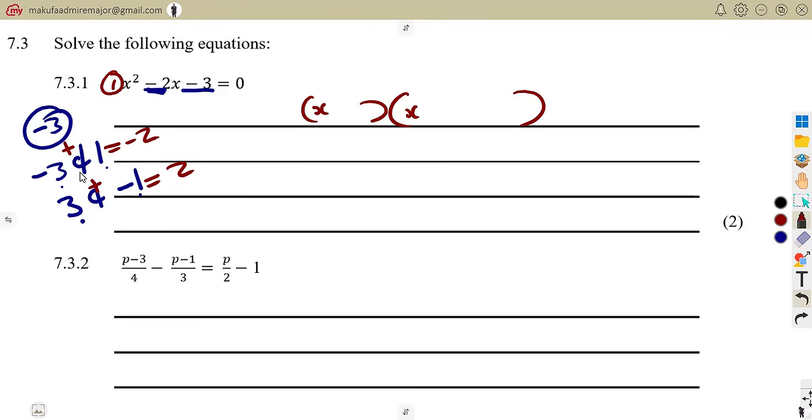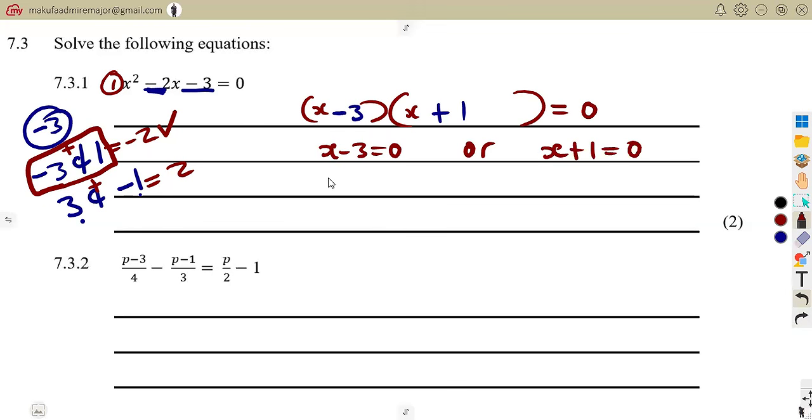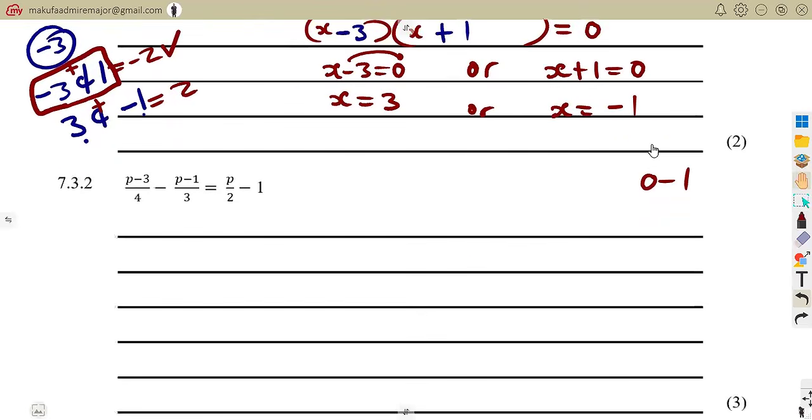So when we add these factors and obtain minus 2, those are the ones that we need. So we need what? Minus 3 and a plus 1. So that's x minus 3 times x plus 1, and this must be equal to 0. So it's an equation. When you say this bracket is equal to 0, x minus 3 is equal to 0, or the remaining bracket x plus 1 is equal to 0. So x is equal to what? Take the minus 3 that side, it becomes a positive, so x is 3, or on the other one x is minus 1. Just like that.